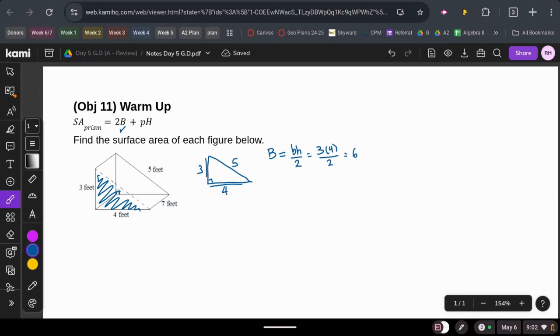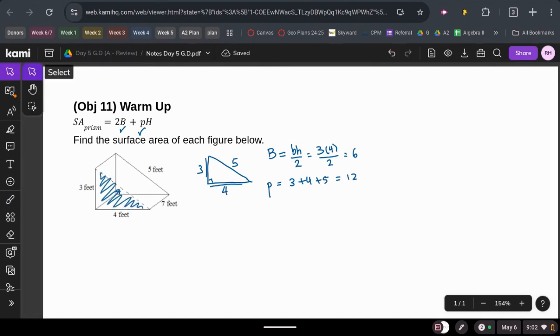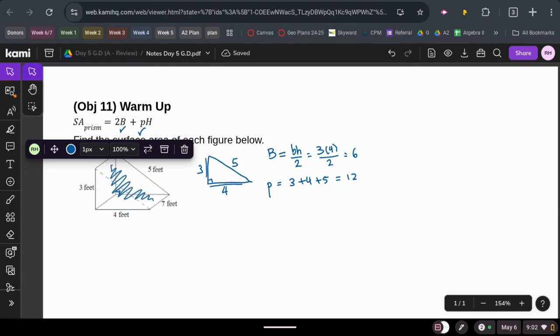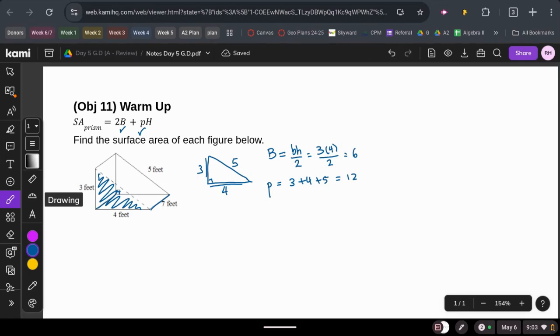The P represents the perimeter of the base. So I take the perimeter of the base, which is adding the 3 plus 4 plus 5, and that's going to give me 12. So again, I've got my perimeter of the base, that's little p. Capital H is the distance between the bases. So when I'm moving this triangle from the front to the back and the back to the front, it's moving along this line right here, here, and here. And that line is represented by 7 feet. So that 7 feet is in fact the capital H.